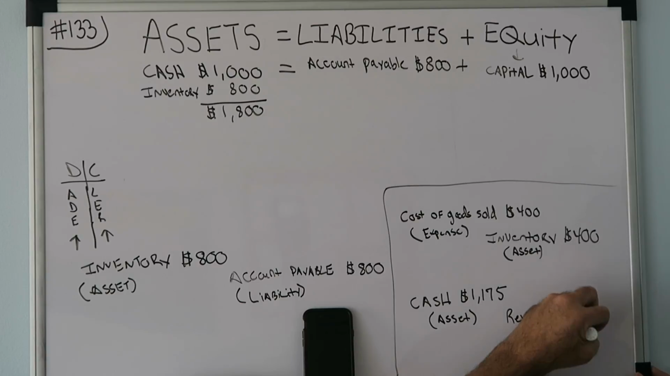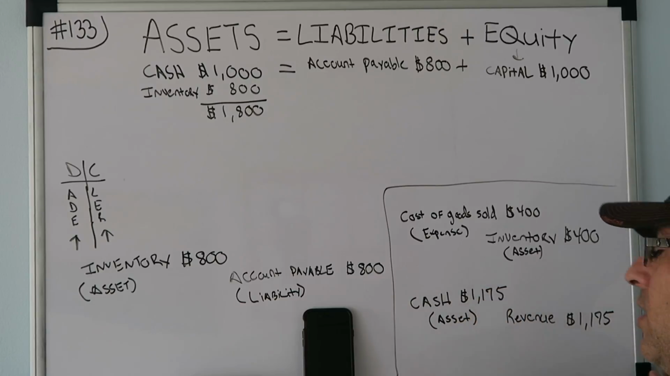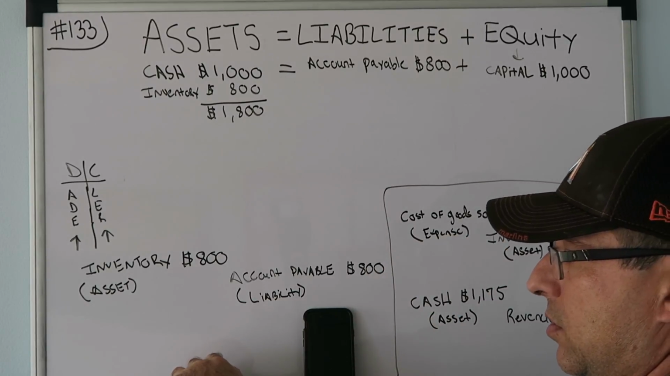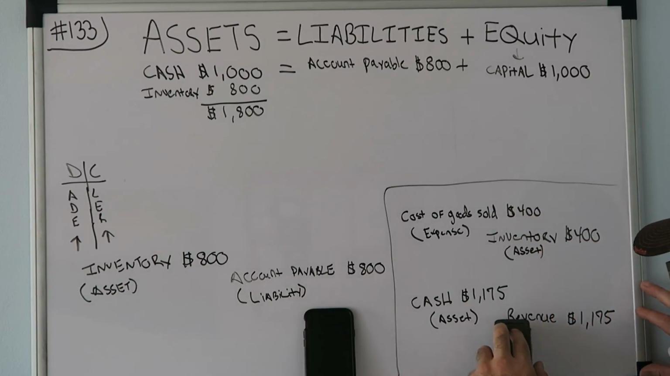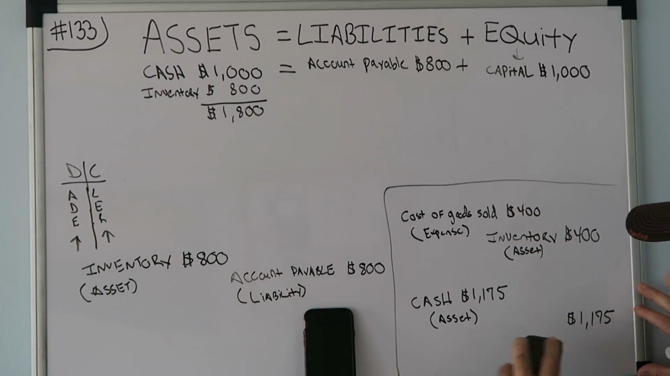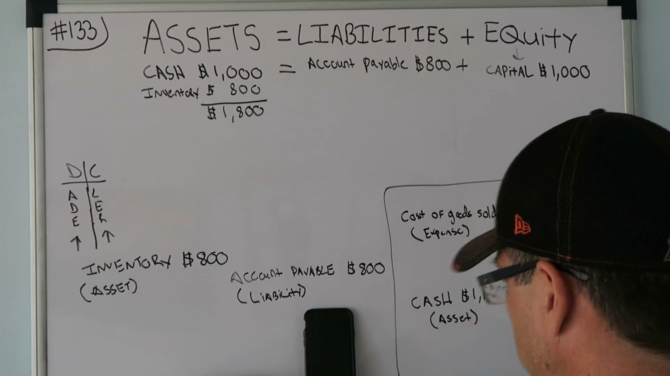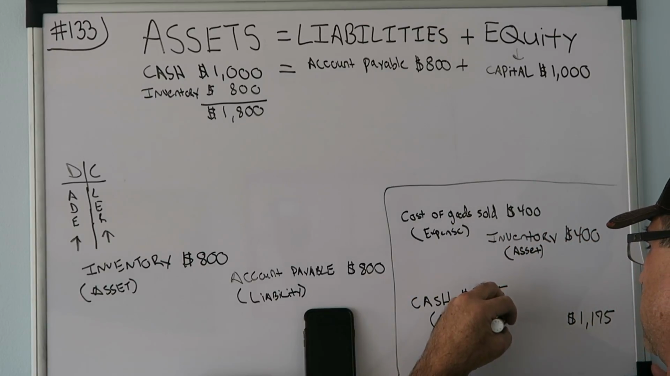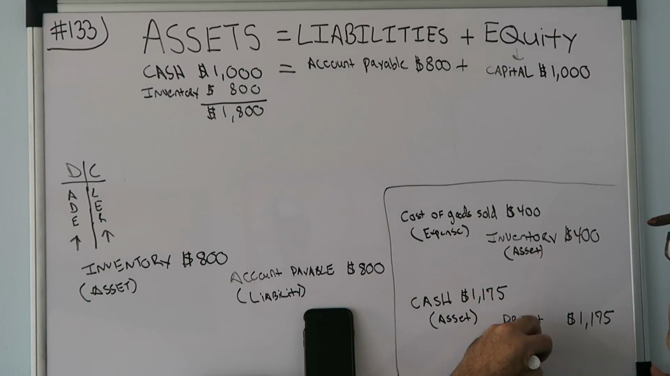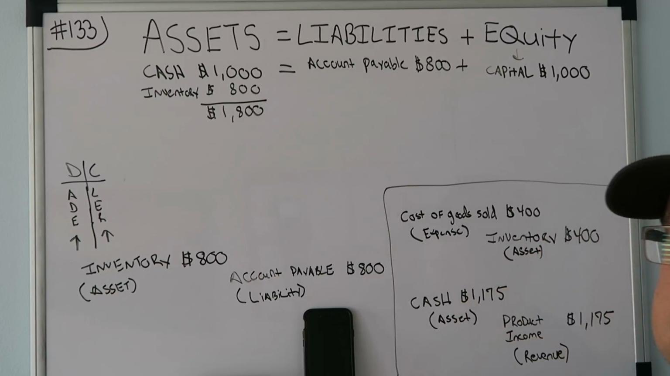Revenue of $1,175. Revenue's a revenue. We can say service income, or we can say product income. We'll say product income instead of revenue. They sold the product, they sold inventory, so we'll say product income. Product income is a revenue. You guys can see that? Oh, you guys can see that, great.